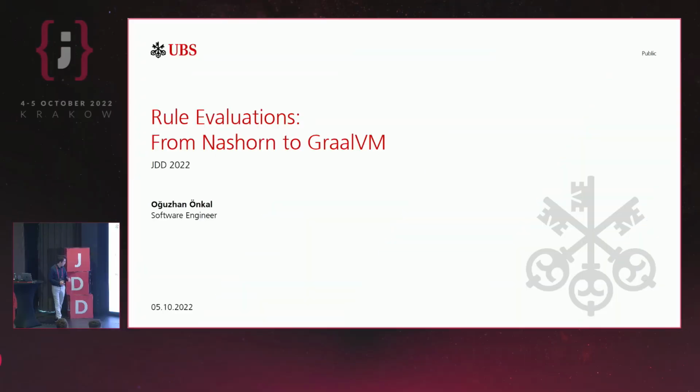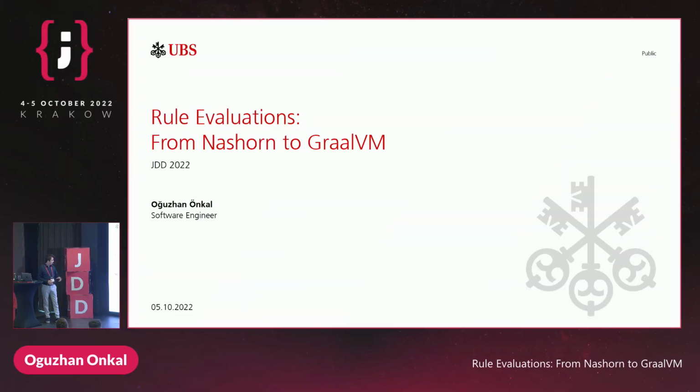So my name is Oguzhan Onkal. This second letter might be new to you. If you cannot really spell it, you just replace it with an empty string, and then it will sound a lot better or closer to the original one. So it's Oguzhan.